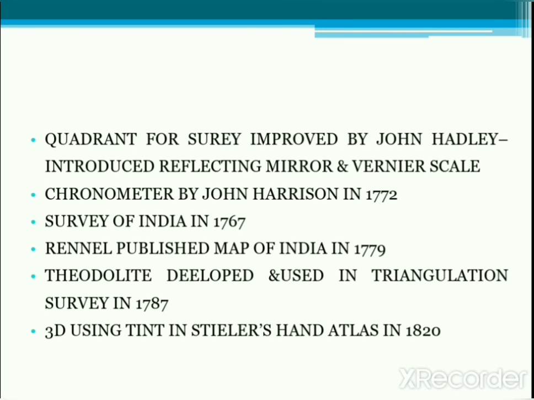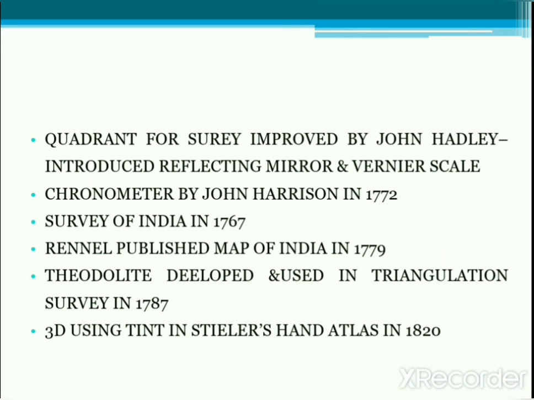The quadrant was improved by John Hadley, who added reflecting mirrors and a vernier scale to it to improve the methods of survey. The chronometer was developed by John Harrison in 1772. The theodolite was also developed and employed in the triangulation survey of England and France in 1787. Gradually, London became the leading center of cartographic production. As the British were active in colonization over Asia and America, these cartographic methods were used in their colonies.